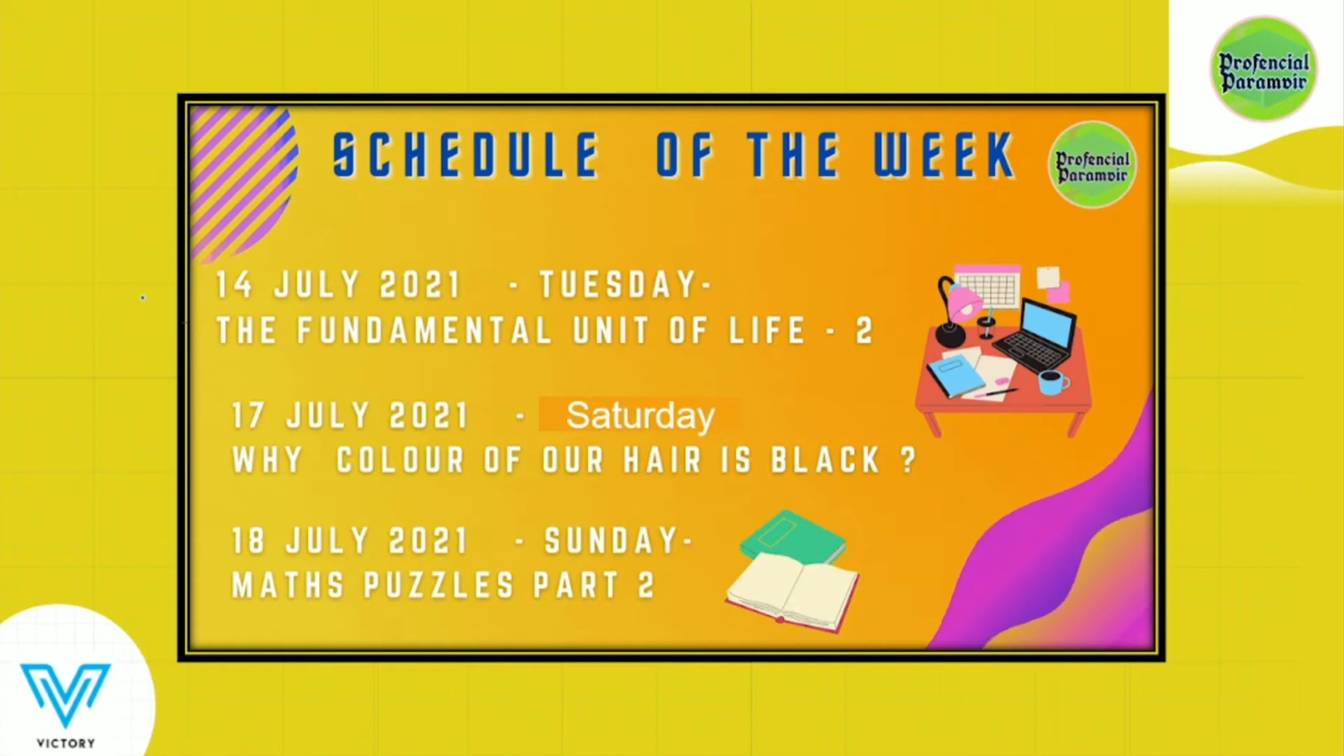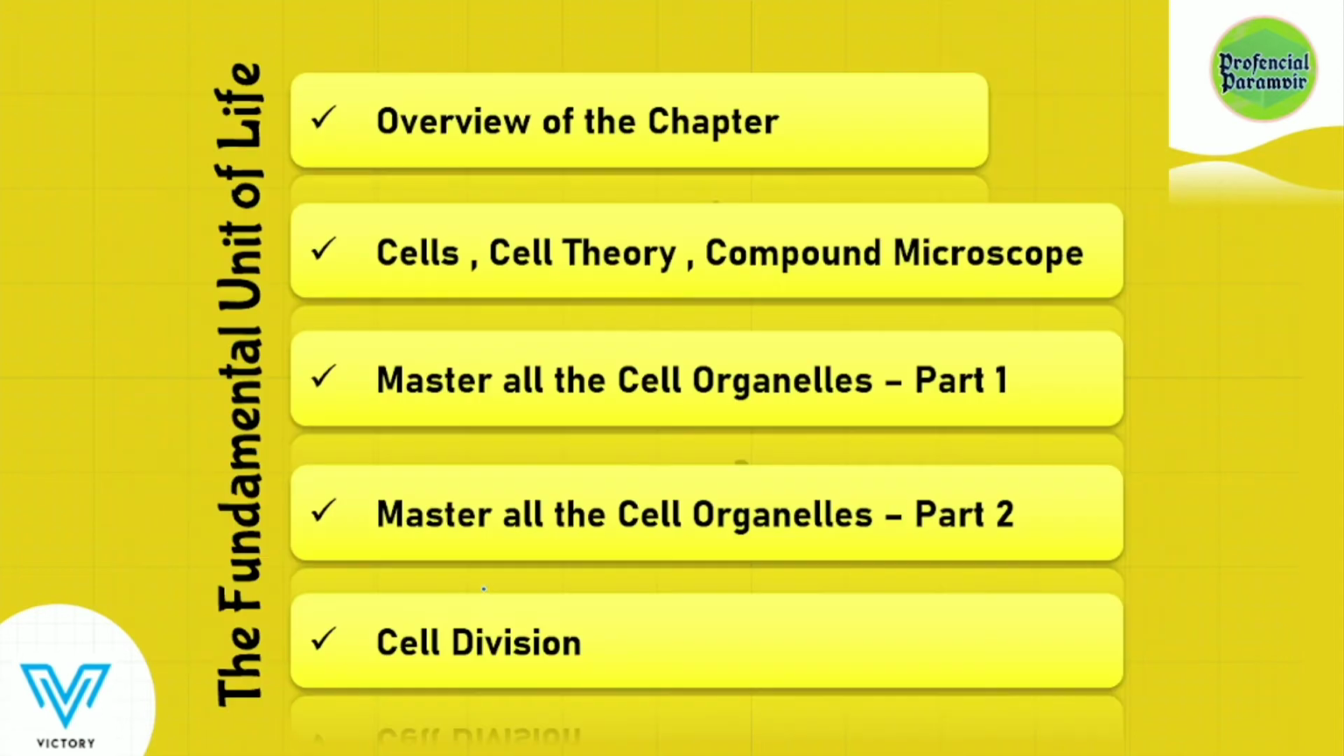So guys, this week 3 videos are going to come on my channel on 14th, 17th and 18th July. Today is 14th July and you are watching this video on the fundamental unit of life part 2. On Saturday, a short video on why the color of hair is black will be coming. And on Sunday, maths puzzle part 2, a Sunday special video, will be coming. So make sure you are not missing any of these videos.